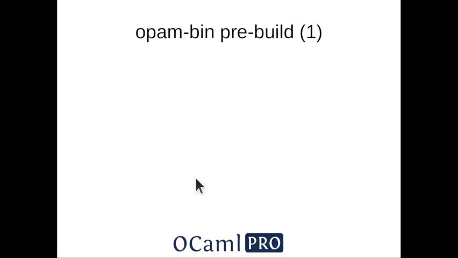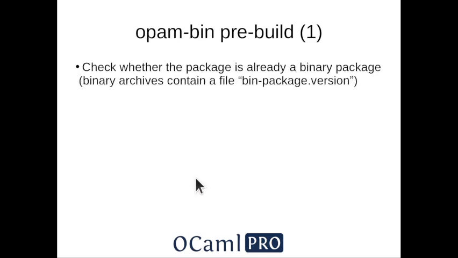Now, if we have a look at every step, in the pre-build step, OpamBean is going to check simply if the package that it's trying to build is already a binary package, in which case it has nothing to do. For that, we have a file that we put in every binary package that is called binpackage.version. And if that file exists, then OpamBean doesn't have anything to do.